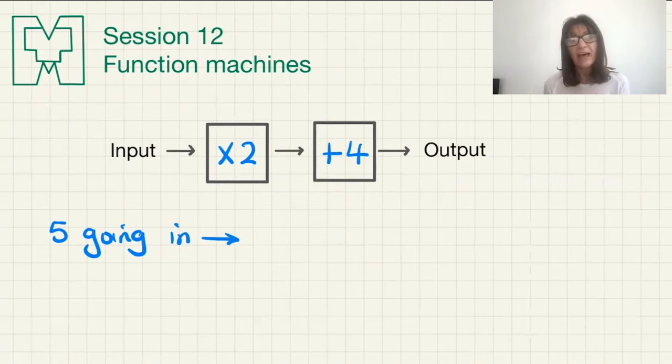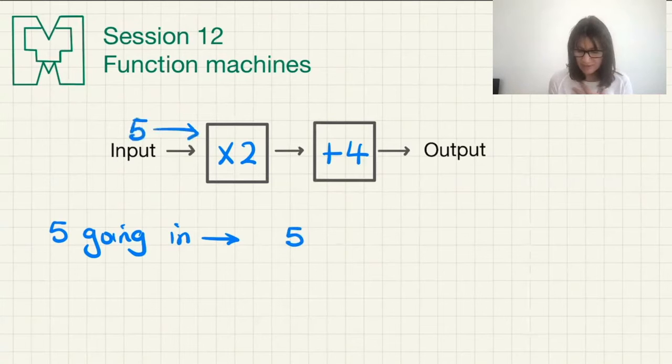And to be fair, this is answered reasonably well by the majority of people. It's not something people get necessarily stuck with. So they take their 5, they know if 5 is going in, the first thing they hit is times 2. So they times by 2, which gives them 10. So I've got 10 at this stage. Now I've hit something that says add 4. So they add their 4, and out comes 14.